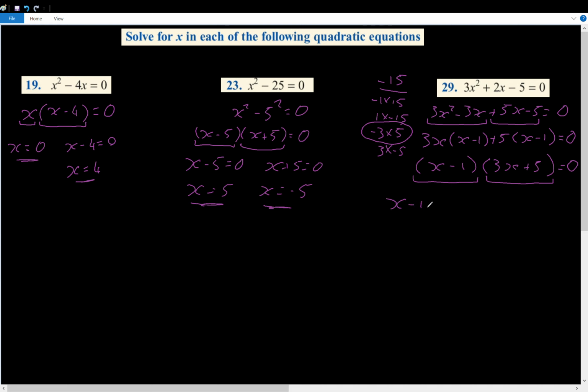So we say x minus 1 is equal to 0, and we say 3x plus 5 is equal to 0. And if we solve both of these out, we get x equals 1, and then for the one on the right, it goes down to 3x equals minus 5, which means x is equal to minus 5 thirds. And those are our two solutions for question 29. And that is that.